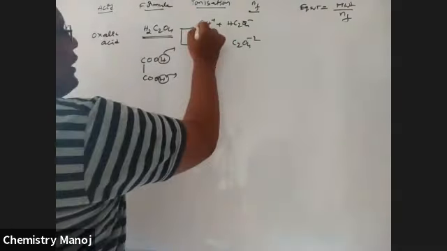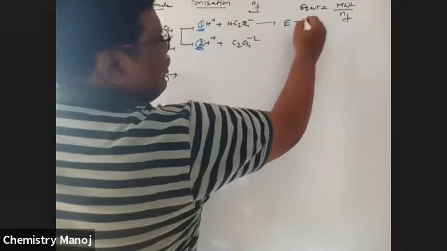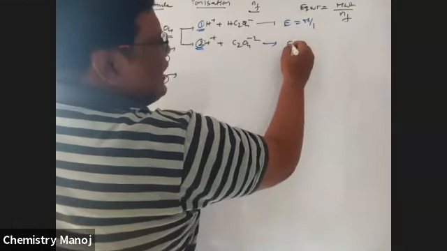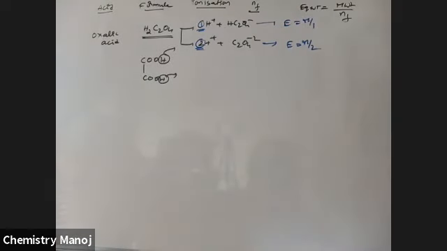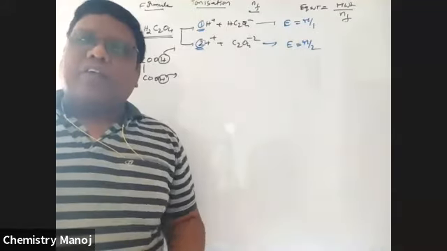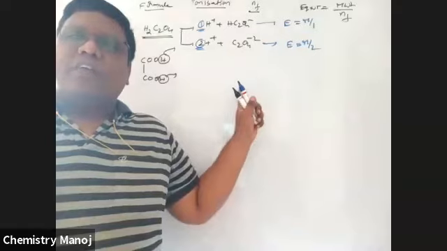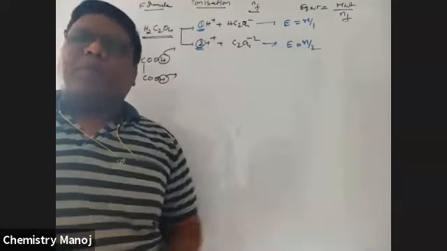Here n factor is 1, here n factor is 2 only. Therefore, equivalent weight in this case is equal to molecular weight by 1, and in this case, equivalent weight is equal to molecular weight by 2. So here I explained both n factors and equivalent weights of the particular substances. So this is the way to identify how much is the n factor and how much is the equivalent weight of the particular substance.